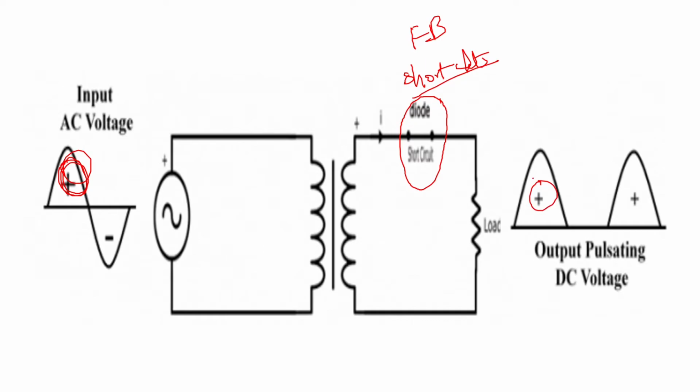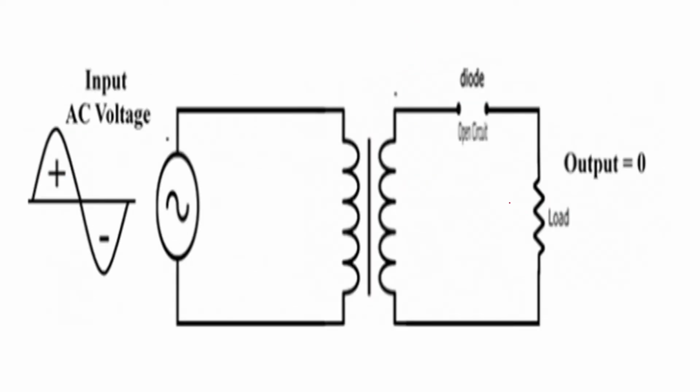Similarly, when the input is negative half cycle, at that time the diode will act as an open circuit or an open switch. The current will pass from here, and then the diode which was placed here will go into reverse bias condition and act as an open circuit or open switch, and it will not pass any current. No current will be passed to the load here. So output will be zero in case of negative half cycle input.